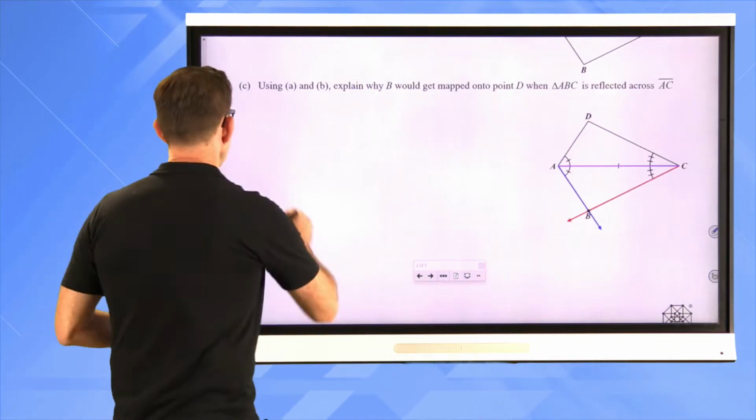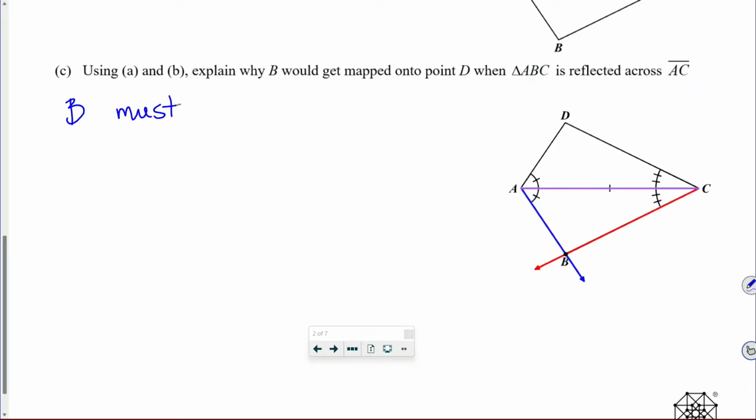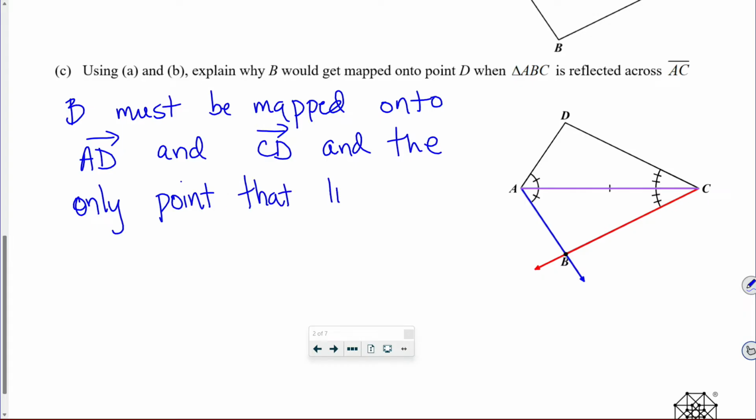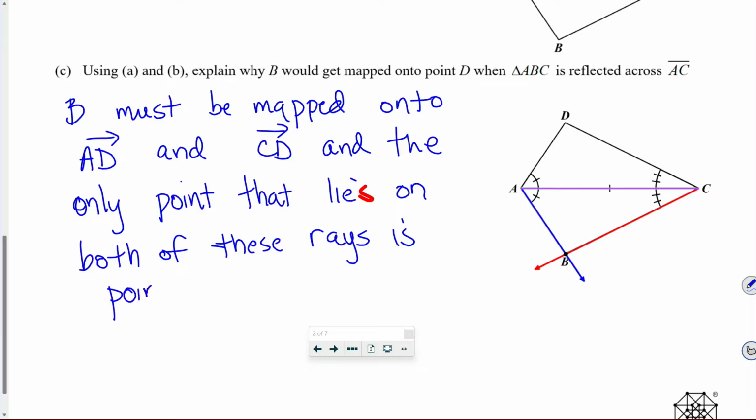All right, well, B must be mapped onto ray AD and ray CD, and the only point that lies on both of these rays is point B. All right? And that's it, right?